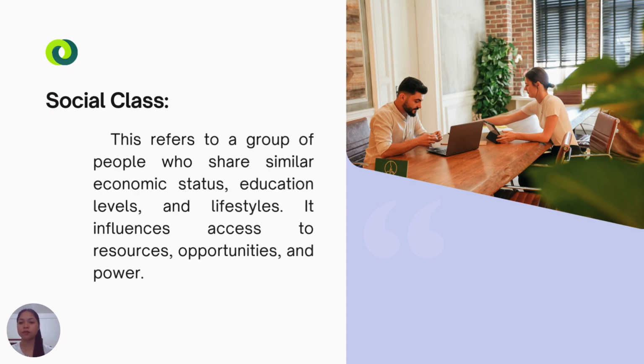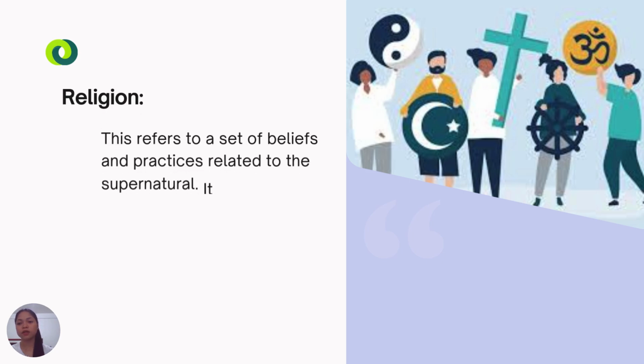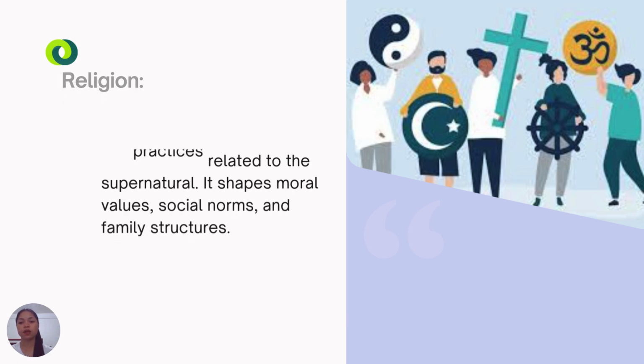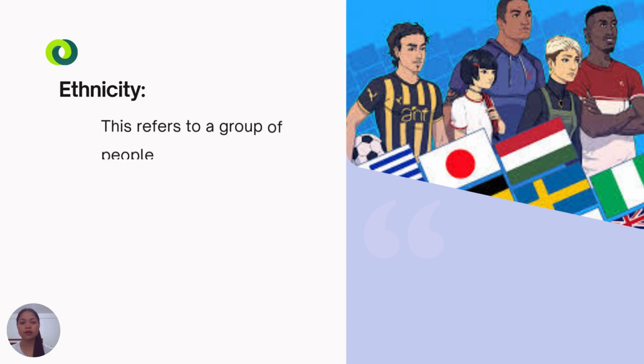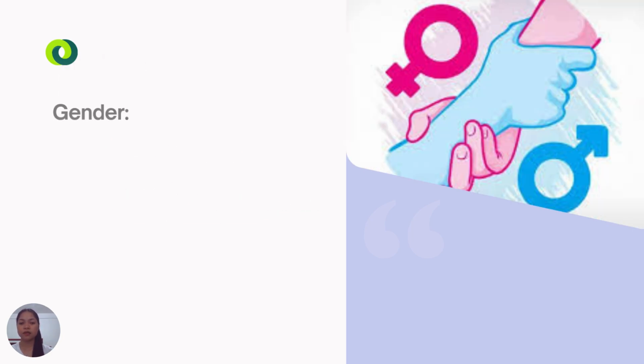It refers to people who share similar economic status, education, lifestyles, and etc., as the representation of who they are. Next is religion, which is our beliefs and practices that relate humanity to supernatural, transcendental, and spiritual elements. Next is ethnicity. Ethnicity is a group of people sharing common ancestry, language, or culture. For example, here in Bukidnon, we have different ethnicities.